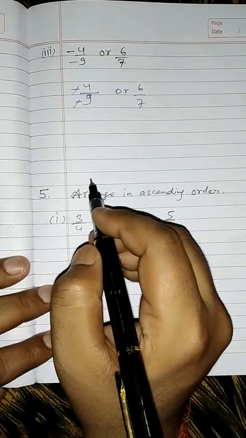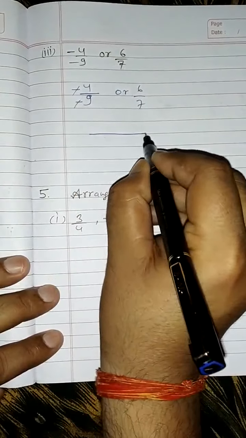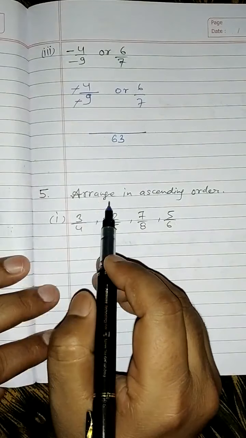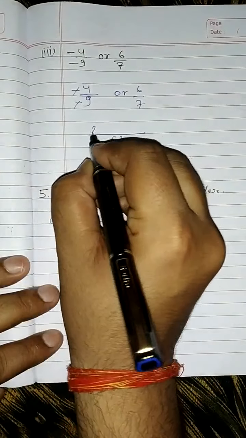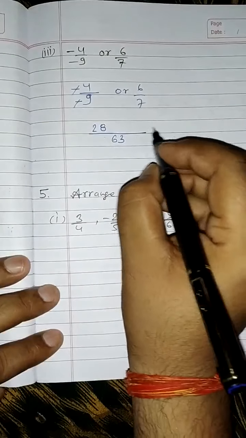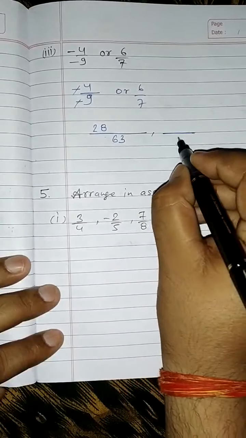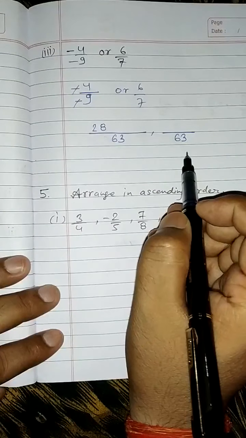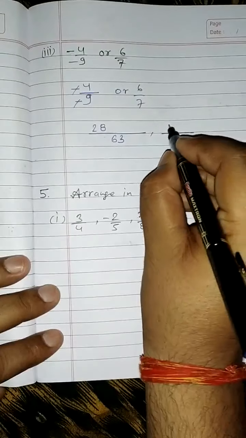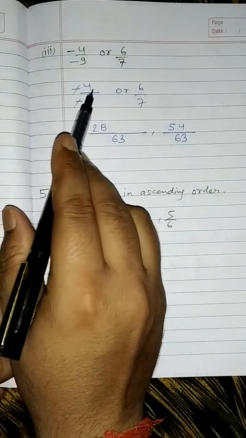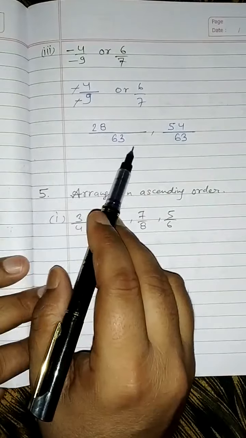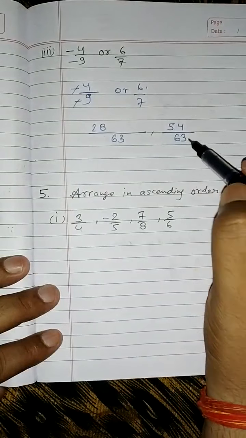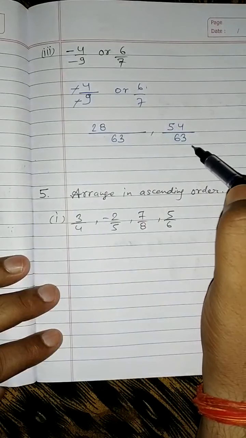Now we will take the LCM of 7 and 9. 7 9s is 63. 63 divided by 9 is 7 and 7 4s are 28. Again we will write 63 separately, and 63 divided by 7 is 9. 9 6s are 54. So for 4 upon 9 we have the rational number 28 upon 63, and for 6 upon 7 we have the rational number 54 upon 63.